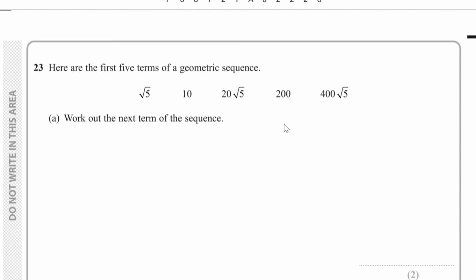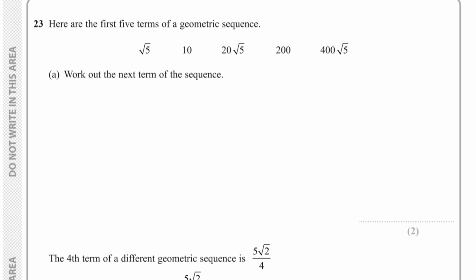Question 23. Here are the first 5 terms of a geometric sequence: root 5, 10, 20 root 5, 200, 400 root 5. For part A, we have to work out the next term of the sequence. Well, if we call the common ratio r, we can find r by dividing successive terms. So we could do 10 divided by root 5, and this is equal to 20 root 5 divided by the 10. And if I work this out, r is equal to 2 root 5, because the 20 divided by the 10 gives a 2, we still multiply by the root 5.